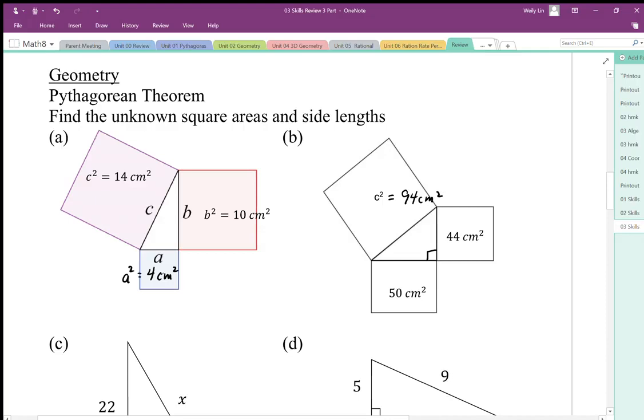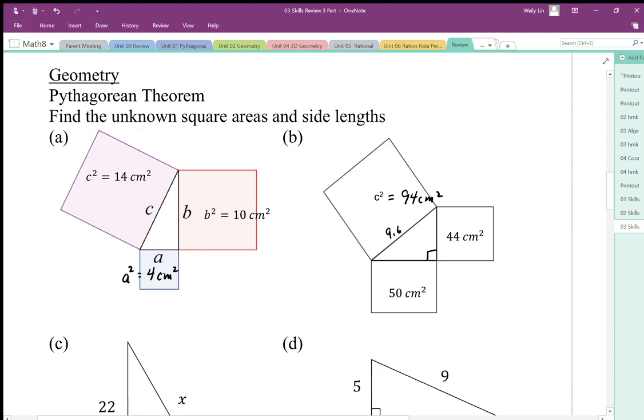Now, there are times, and oftentimes, where we want to find the side length. But to go from the relationship of squares to side length, we square root. So if I want to know the side length of this right triangle, I take the square root of 94. That's going to be approximately 9.69.